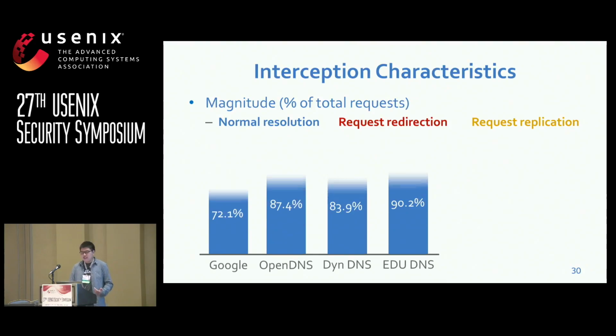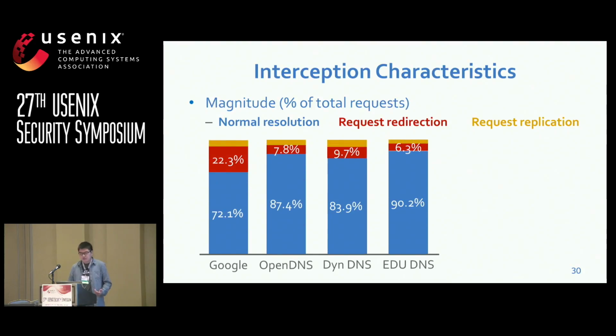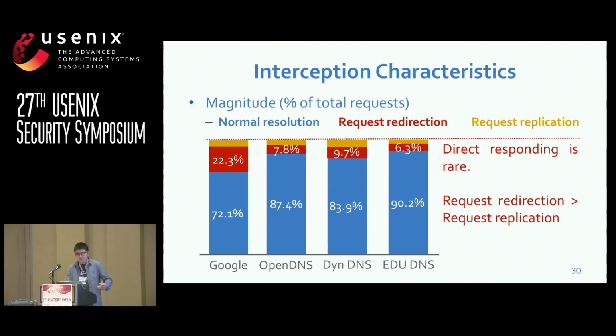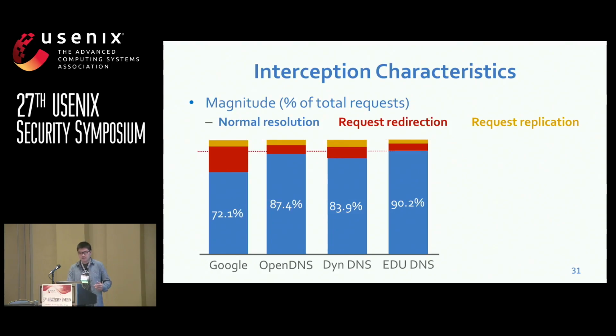First is the landscape of DNS interception. In total, we inspect 259 AS that exhibit DNS interception behavior. When we classify the intercepted requests by kind, we find that direct responding rarely exists. This is because the response is clearly incorrect and it is easy to identify. Also, request redirection is much preferred over request replication.